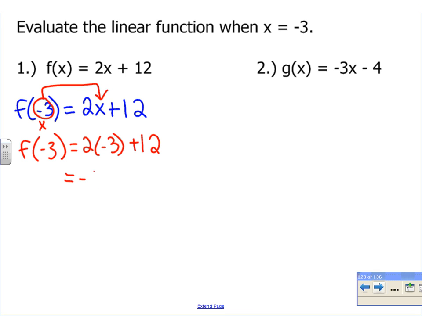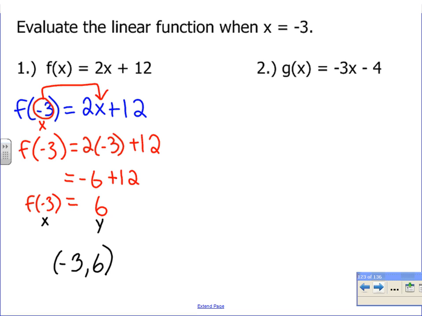Order of operations tells us multiply first. So we have -6 plus 12, which hopefully you're all saying or you know that that is 6. We just found that f of -3 is equal to 6. So we evaluated the function when x is -3. We found f of x, which is the same thing as y, is 6. So write your answer as an ordered pair. Your ordered pair is -3, 6.